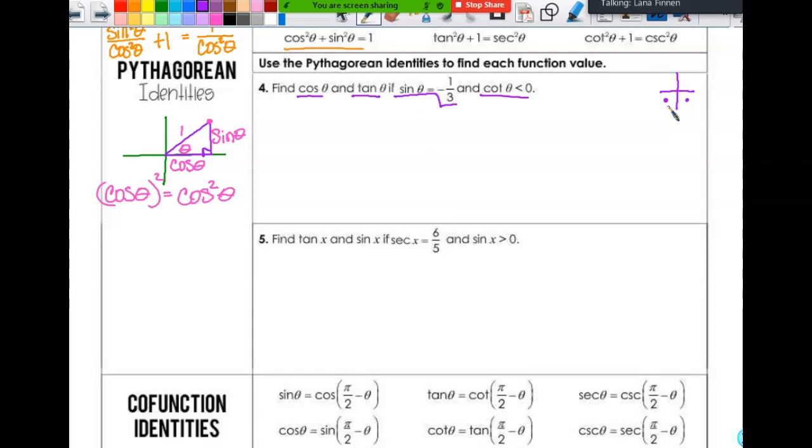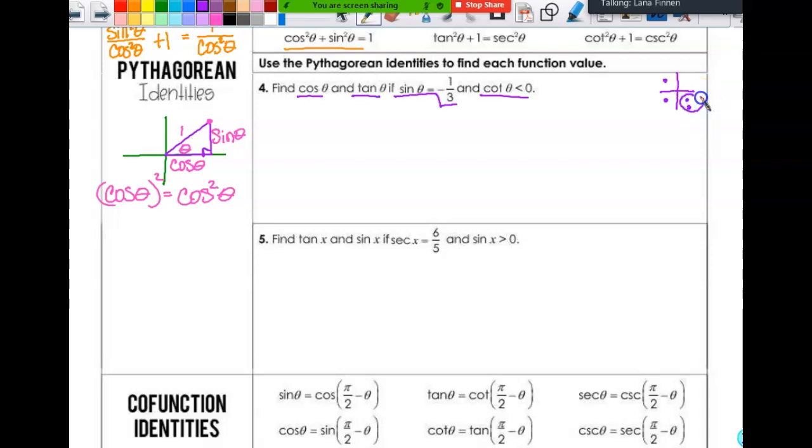Then they're also telling me that cotangent is less than 0, which means tangent is also negative. Which quadrants is tangent negative in? 2nd and the 4th, right? Make sense? So now I look to see where they overlap. Like you literally need to make these dots. If you try and keep it in your head, you're going to mess something up at some point.